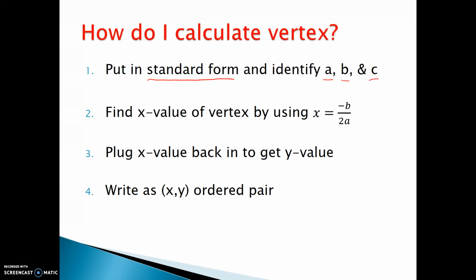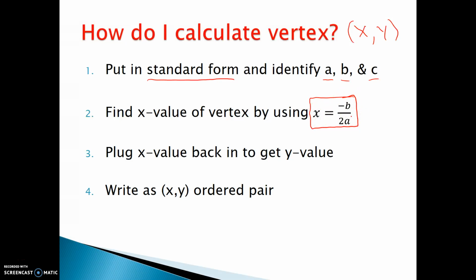Okay, once we have it in standard form and we've identified a, b, and c, what we're going to do is find the x value of the vertex. Remember, your vertex has to have x comma y, right? So we're going to start off with the x value. The way that we do that is by using the following little formula here. This is going to become very important. It's something that you're going to have to memorize. So x equals negative b over 2a.